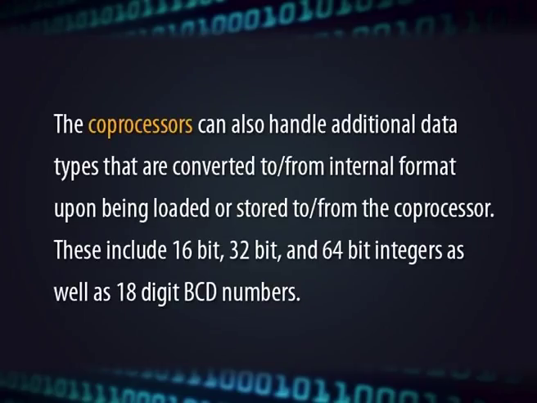The coprocessors can also handle additional data types that are converted to and from internal format upon being loaded or stored to and from the coprocessor. These include 16-bit, 32-bit and 64-bit integers as well as 18-digit BCD numbers. That means you can also have a number represented as an 18-digit BCD number. That means around 9 bytes are allocated to an 18-digit BCD number.